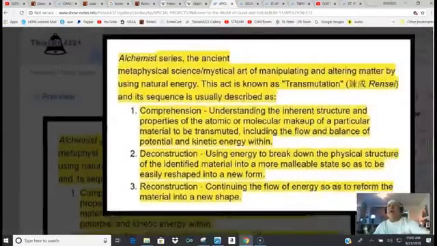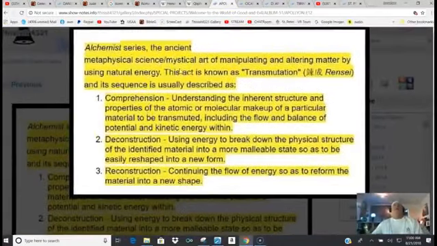Let's go through alchemy one more time. It is a metaphysical science, a mystical art of manipulating and altering matter by using natural energy. That way you get male and female, you get God's energy trapped into a dualistic system. This act is known as transmutation, and its sequence is as described.